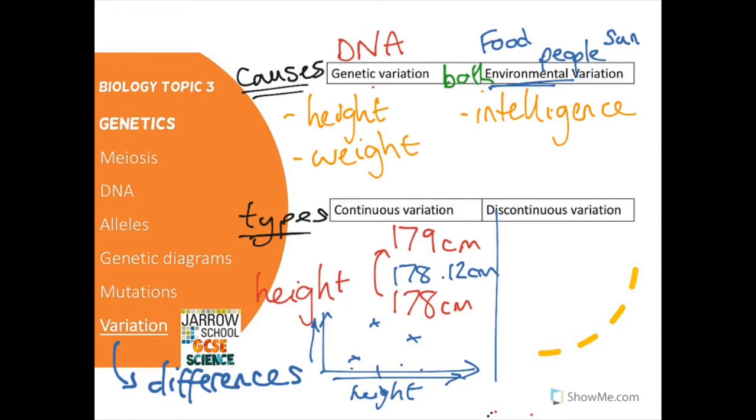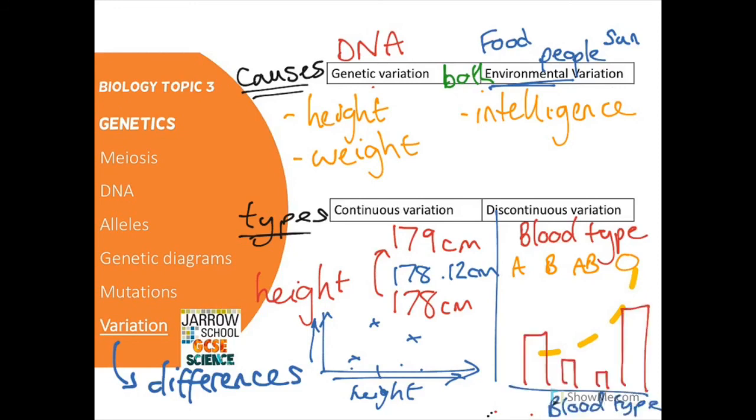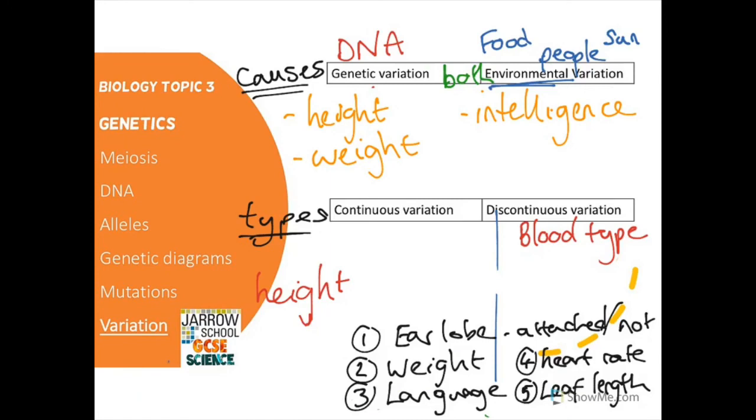Discontinuous variation, however, this is where you fall into one set category. So for example, your blood type, you can fit into one of 4 categories. You can't be anywhere in between those categories. So here we would have to draw a bar chart with individual groups. So you couldn't do a scatter plot for discontinuous variation, but you can for continuous variation.